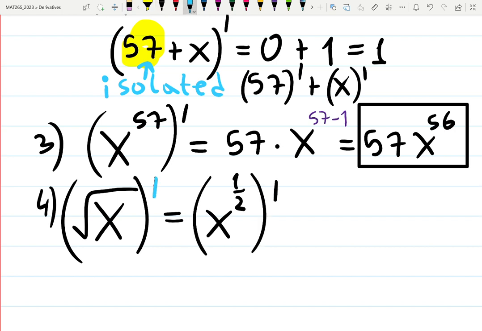And you see, I'm still keeping the prime. That means I did not differentiate yet. I'm rewriting it. So you keep the notation of the prime or derivative until you actually differentiate it. So we're going to rewrite it as x to the 1/2. And now the power rule is the same. Who wants to do that? X to the 1/2 gives you what?